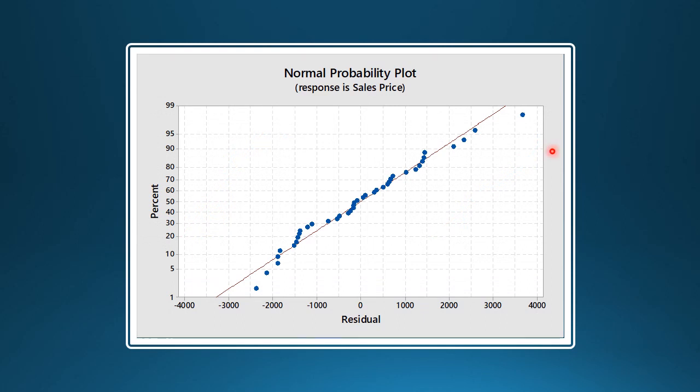Here is the normal probability plot of the residuals for the ABC example. Do the points appear to follow a normal distribution? We see the residuals approximately follow a straight line, which means the residuals follow a normal distribution. Notice that there is one residual that appears to be an outlier and should be investigated.